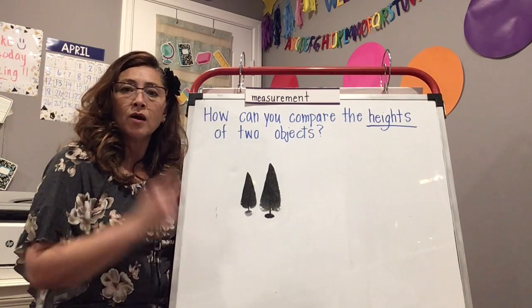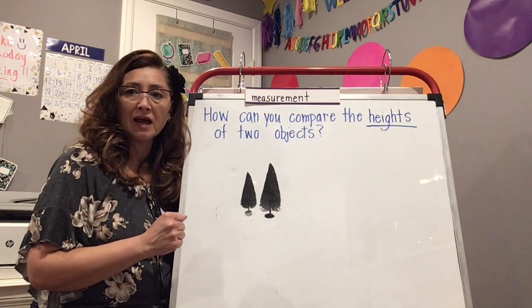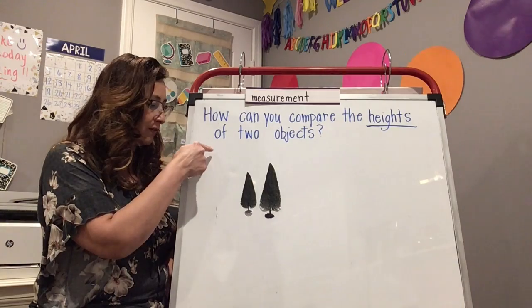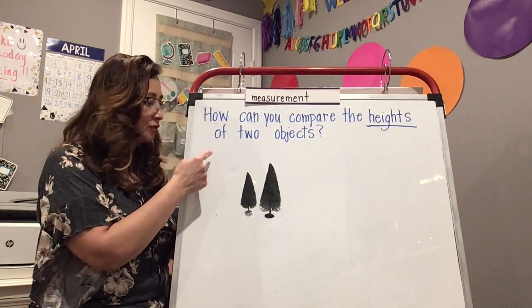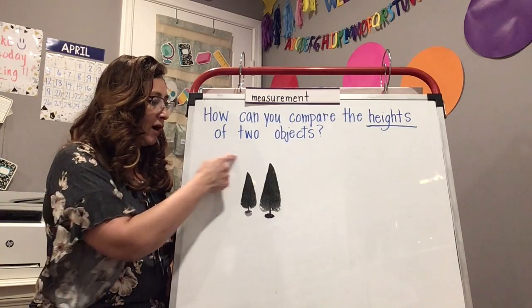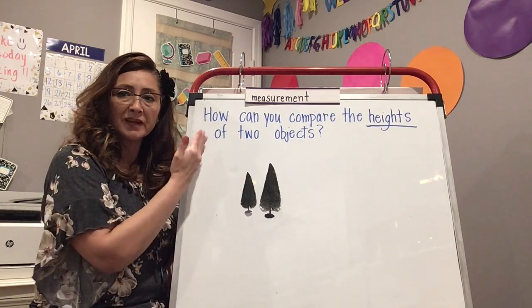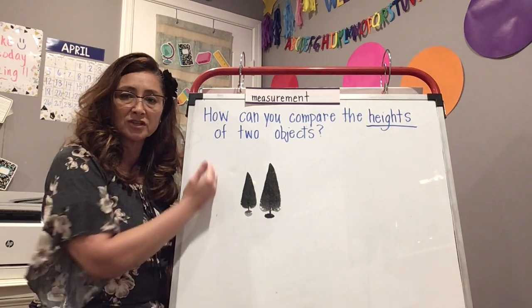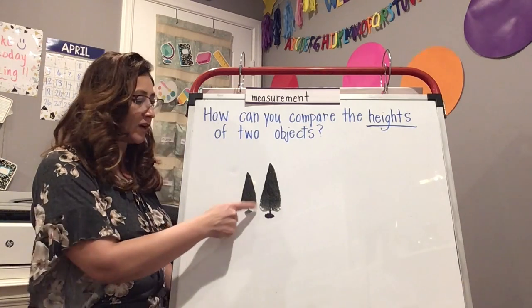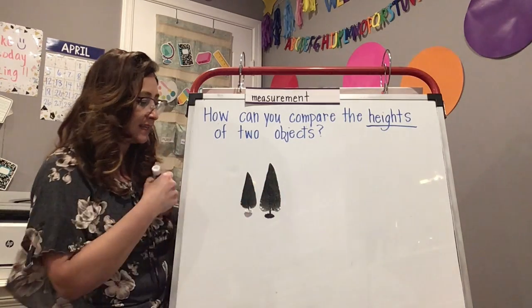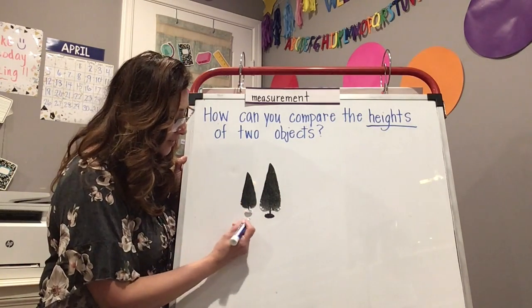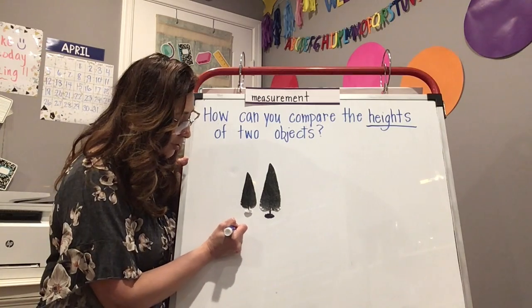Now remember, when we compared the length of an object, we made a straight line going from top to bottom, and then we were able to know what was longer and what was shorter, because when we measured, we made sure we started on the same line. So we're going to do the same thing for measuring height, except this time we are going to draw a line going across.